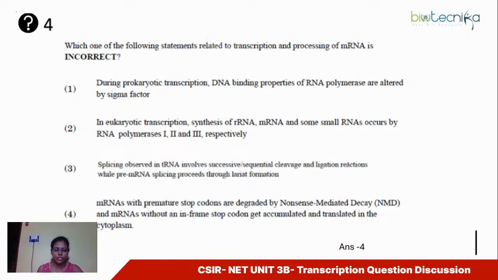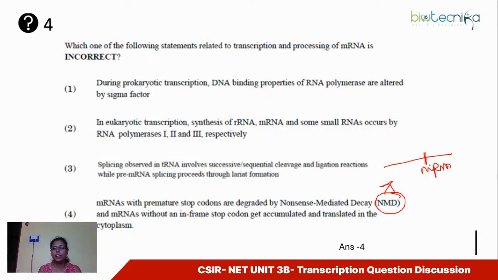Just for your information, this nonsense mediated decay is actually a surveillance pathway that exists in your eukaryotes, and this mainly helps in reducing the errors in your gene expression, because it goes and eliminates any premature stop codon which is present on your mRNA. If there are any premature stop codons on your mRNA, then it will eliminate these mRNAs, because otherwise, after you have translated these mRNAs, mostly the products that you get are mutated forms. So that can cause problems.